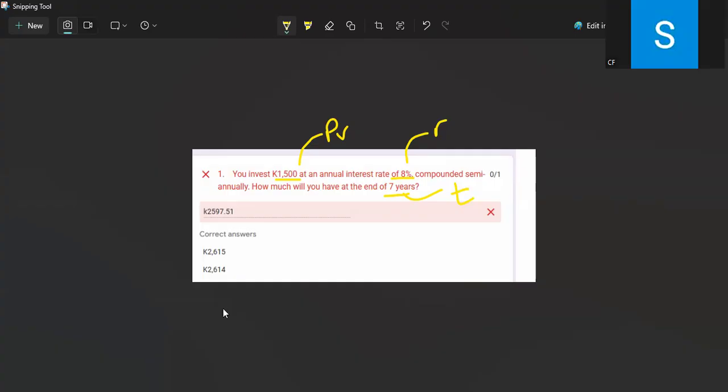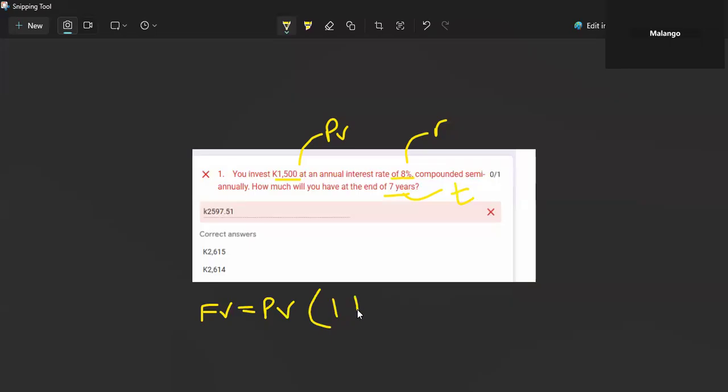So what's the formula for the future value? Okay, so it's the present value, open brackets 1 plus the rate over the number of compounding periods, then you close bracket, to the power M times T. So I need you to now calculate what is the future value. Quickly, everyone get involved.